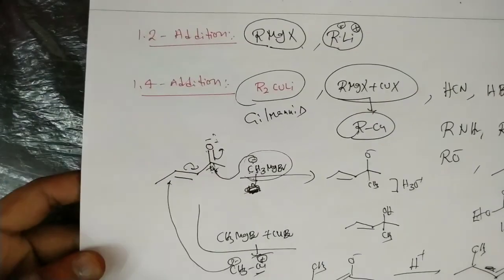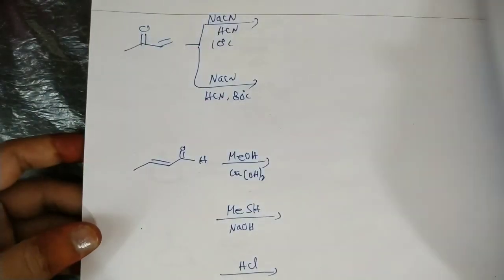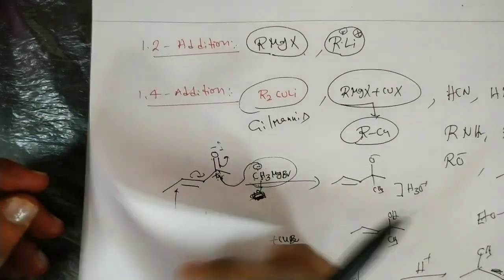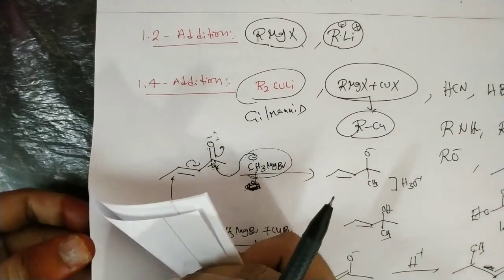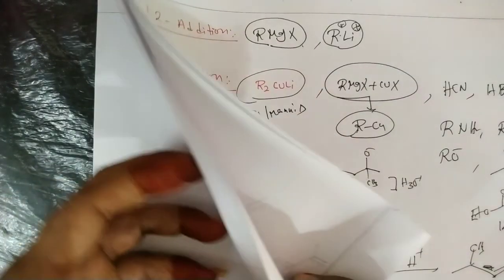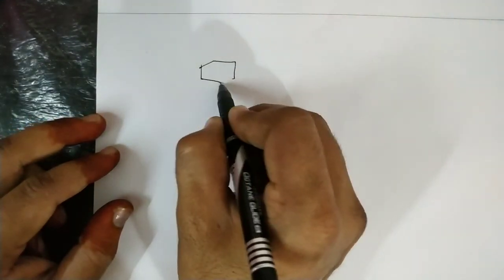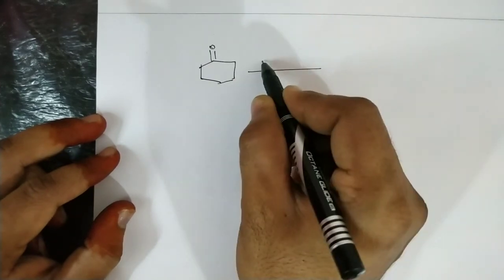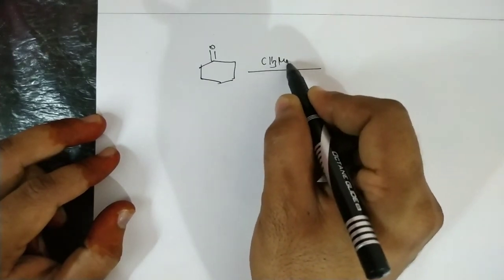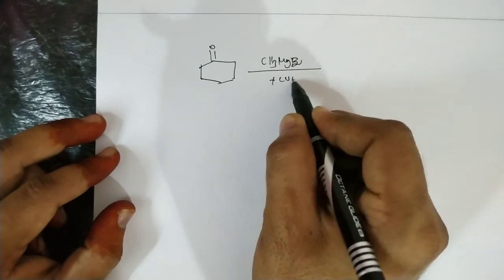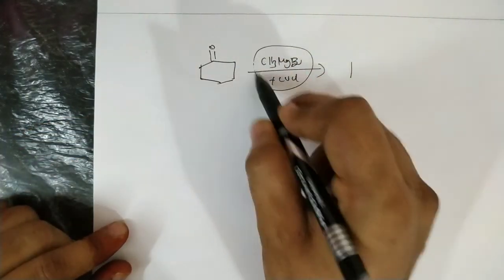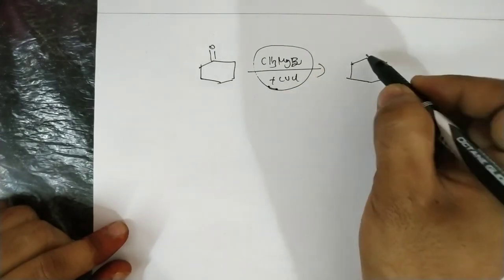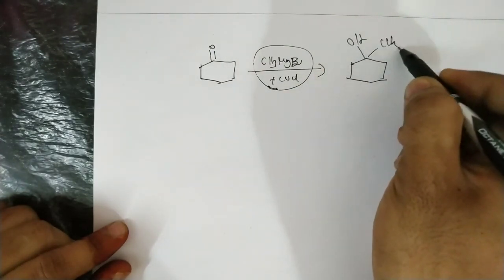Here is one more interesting point. Suppose the compound is not conjugated, then in that case direct addition takes place. That means for this compound with a double bond C=O, with CH3MgBr plus CuCl, it is not a conjugated system, so even though it is a weak nucleophile, direct addition takes place. That means OH and CH3.